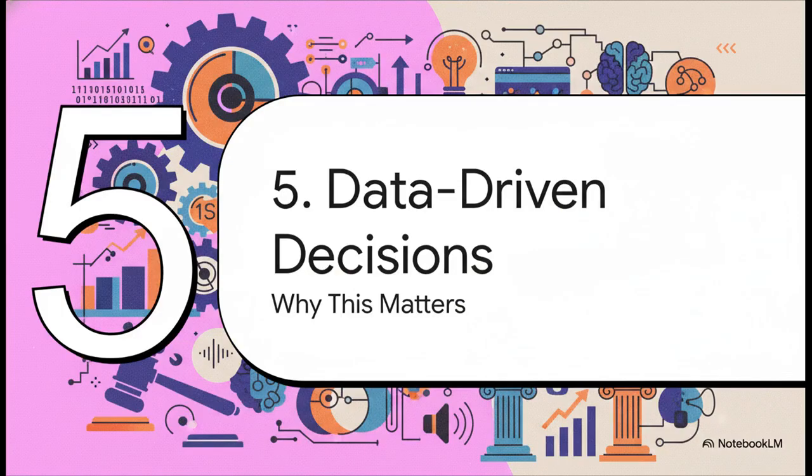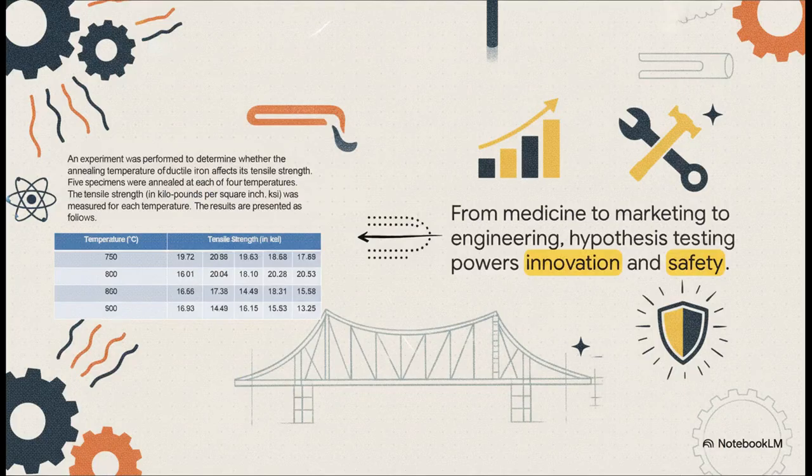So after all this, a courtroom for data, statistical errors, why should you care? Why go through all this trouble? Well, because this whole process is basically the engine that drives progress and smart decision-making. And this isn't just some abstract theory either. What you're seeing here is data from a real experiment. Engineers were testing if changing the temperature affects the strength of ductile iron. They use hypothesis testing to make critical decisions about safety and materials based on data just like this. This stuff is happening everywhere, all the time, behind the scenes.